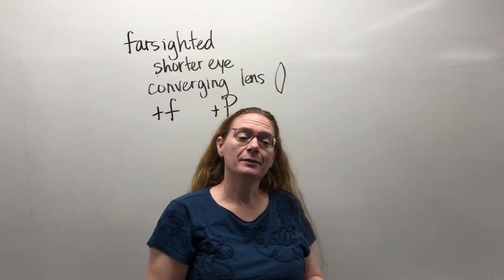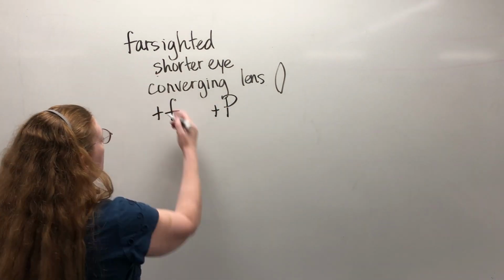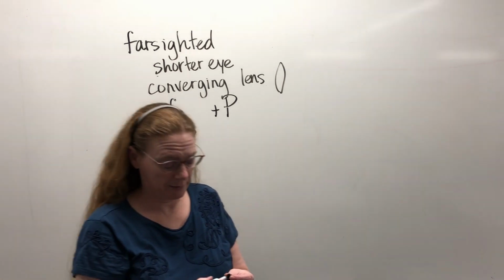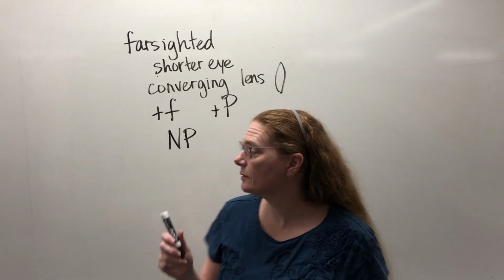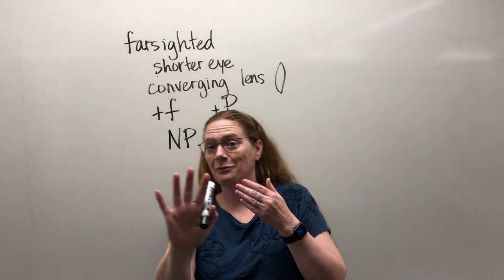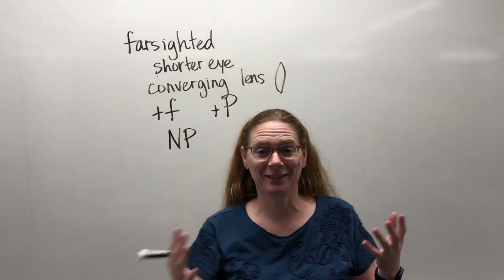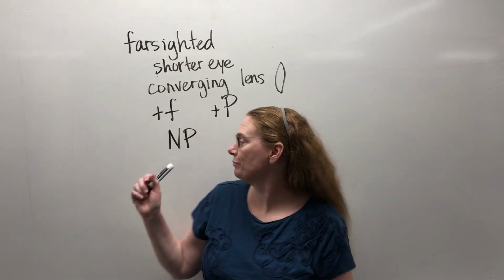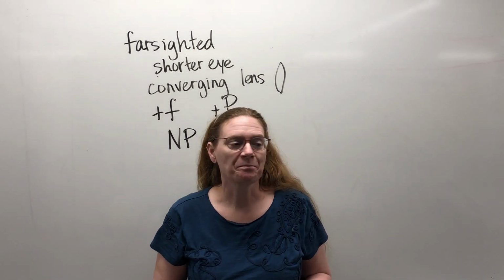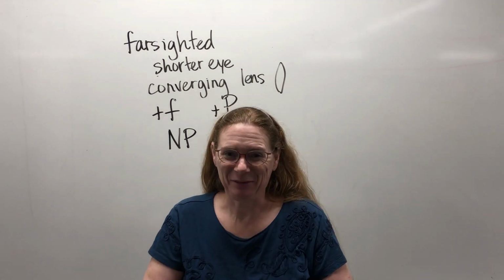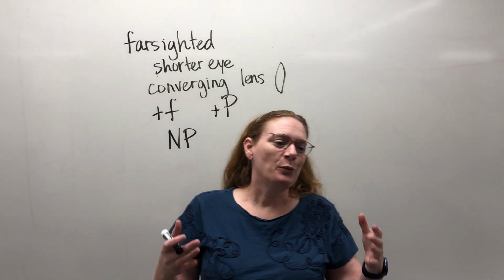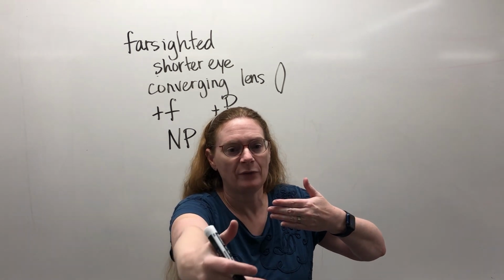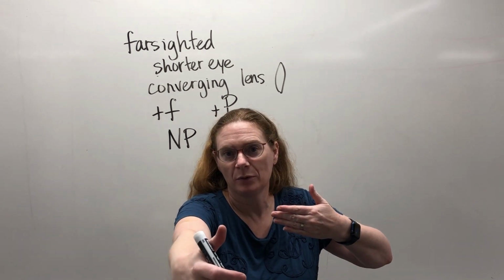So what we do with farsighted people is we figure out their near point. And their near point is going to be something far away. It's not going to be the standard, and across humans we call the standard near point 25 centimeters. Yours is going to likely be different than that. So we take an object close and make an image as far away as it needs to go to make it be clear.